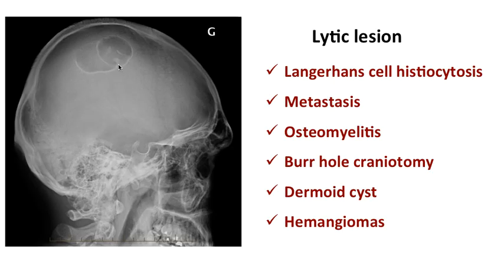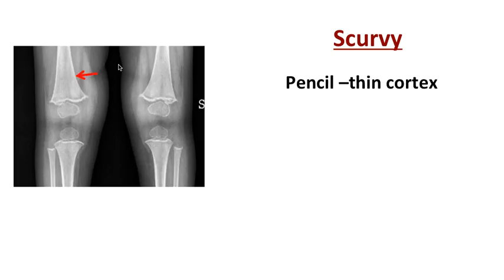So from the skull x-ray, let's move to one of the commonly shown extremity x-ray. So what is this? Yes, it is a classical x-ray of scurvy or vitamin C deficiency. So what are the classical features? You can appreciate the pencil thin cortex. Another classical sign is the Wimberger ring sign, that is ring-like margins of the epiphysis.